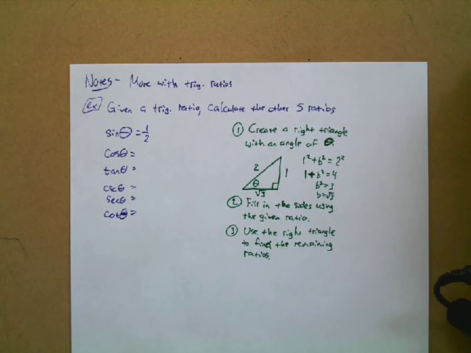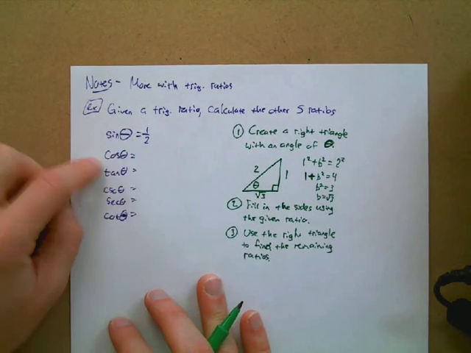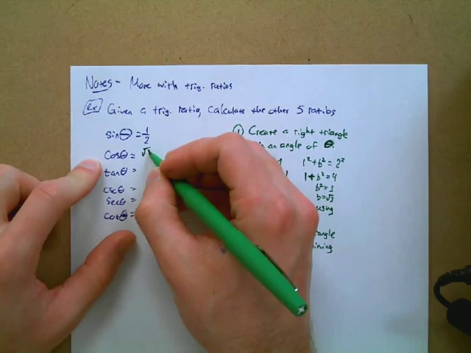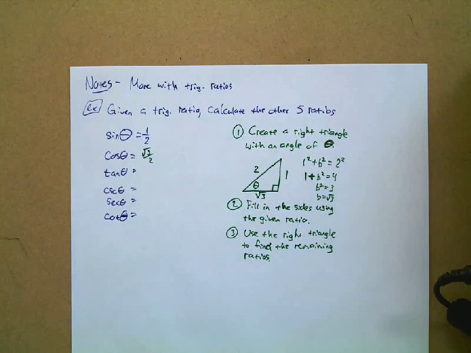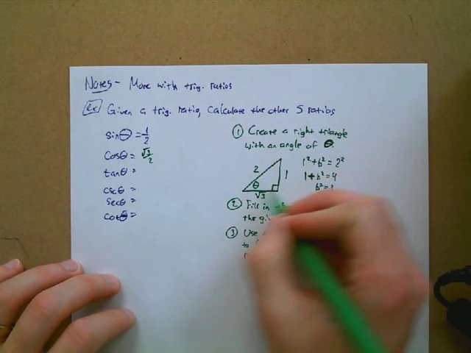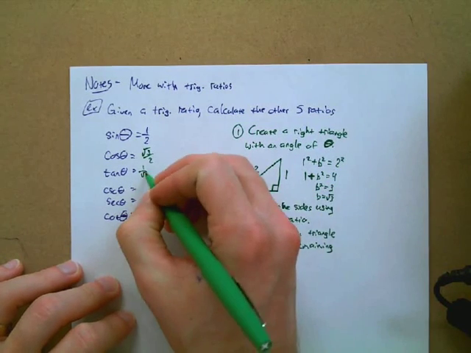So, cosine of theta, if sine of theta is 1/2, cosine of theta is going to be √3 over hypotenuse 2. Okay, √3 over 2. And then tangent of theta, well, tangent is opposite over adjacent leg, so 1 over √3. Or we could say √3 over 3 if you want to rationalize it.